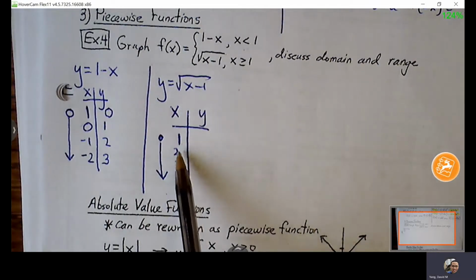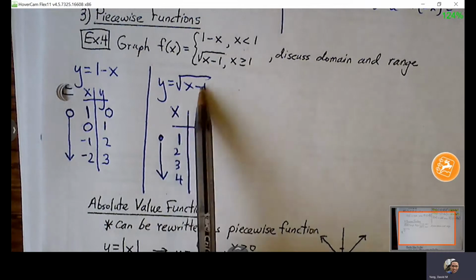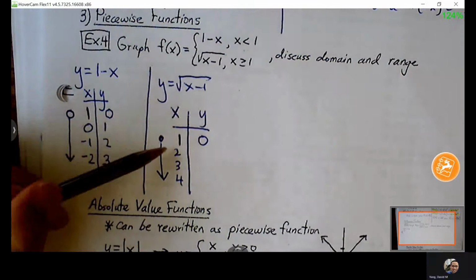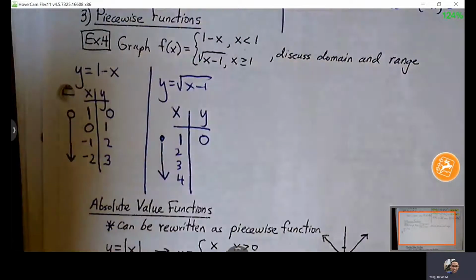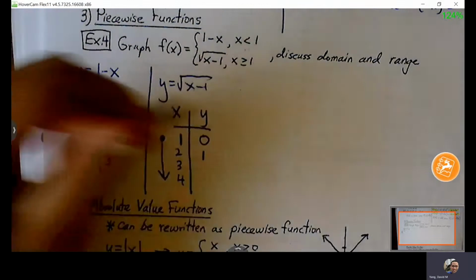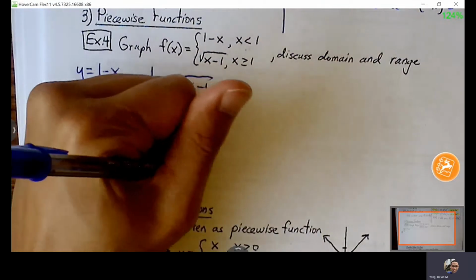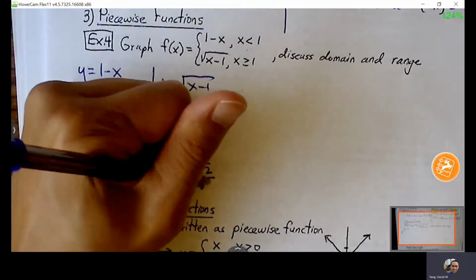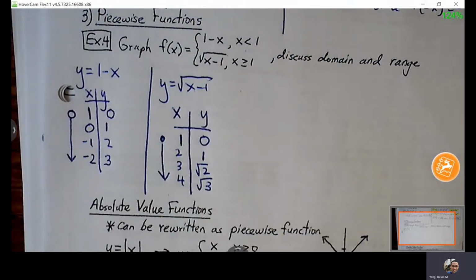So let's find the corresponding ordered pairs, corresponding y values. So 1 in for x, 1 minus 1 is 0, square root of 0 is 0. 2 in for x, 2 minus 1 is 1, square root of 1 is still 1. 3 minus 1 is 2. Square root of 2 is around 1.4. And then 4 minus 1 is 3. Square root of 3 is around 1.7.